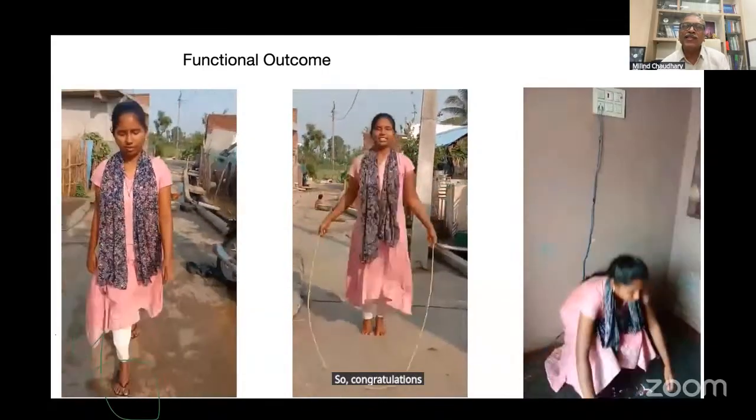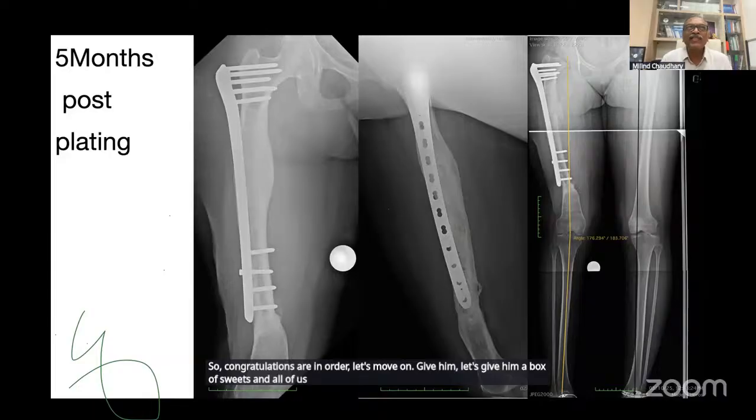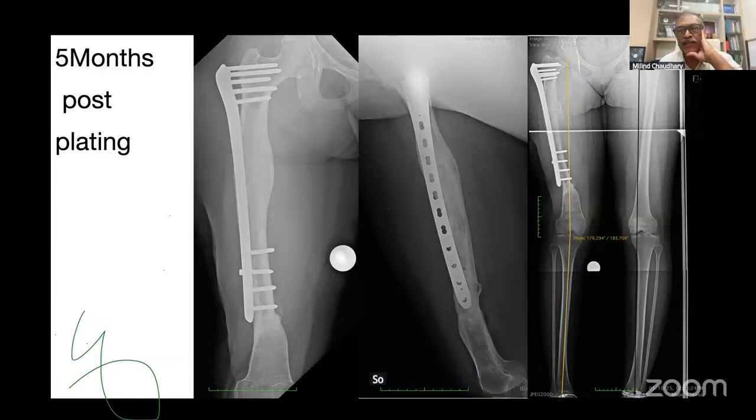So congratulations are in order. Let's move on. Let's give him a box of sweets and all of us enjoy the rest of the evening. There's a Japan-Turkey match going on.